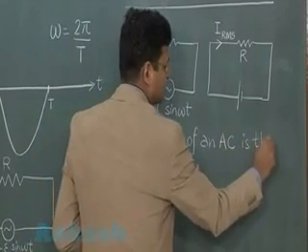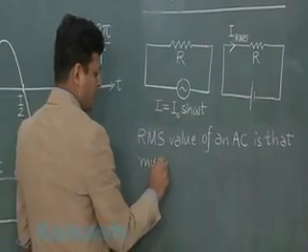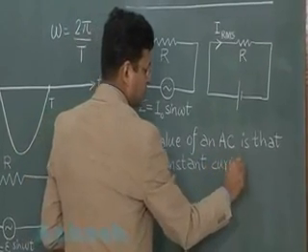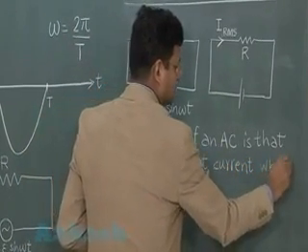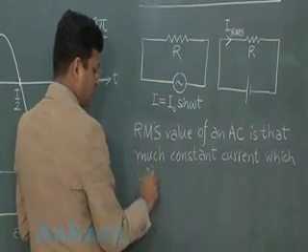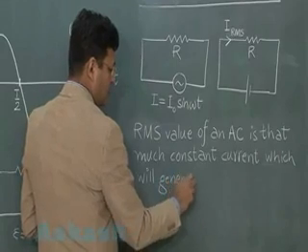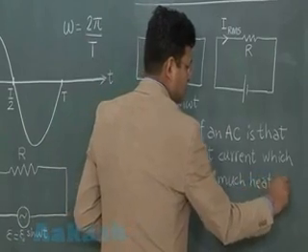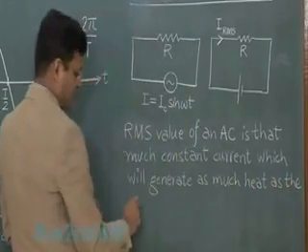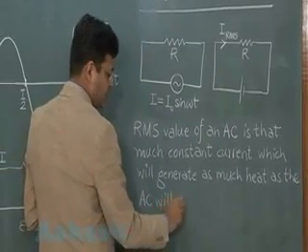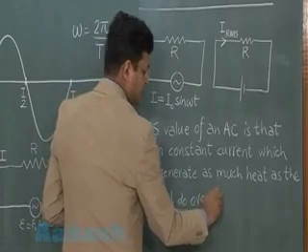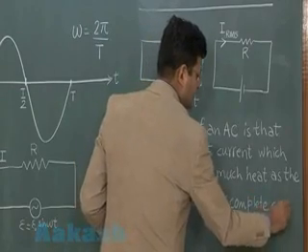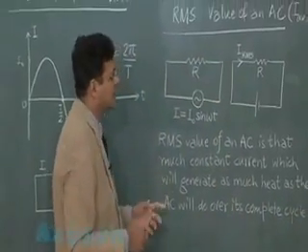is that much constant current which will generate as much heat as the AC will do over its complete cycle. यहां पे हम कंप्लीट साइकिल टाइम पीरियड की बात करते हैं.